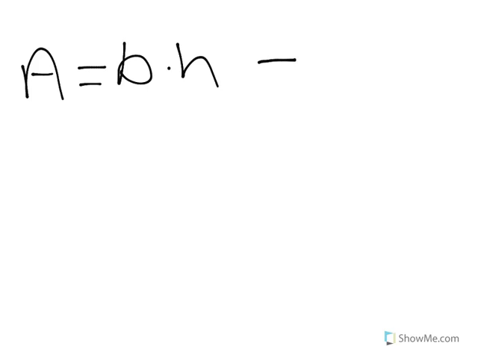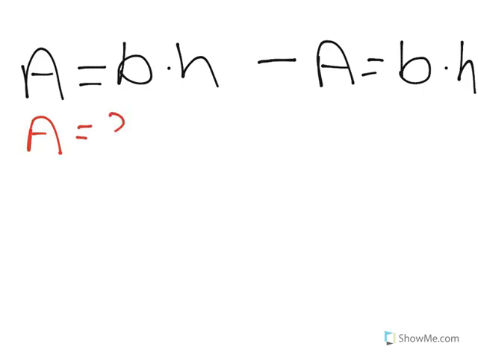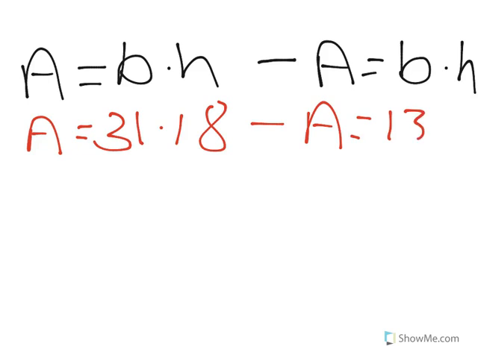So the first one, I'm going to find the area, and it's a rectangle, so it's just base times height. And then I'm going to subtract the area of the parallelogram, which is also base times height. So now I'm going to plug in some numbers. The first one is A equals 31 times 18. And then I'm going to subtract the area of the second one, which is 13 times 6.